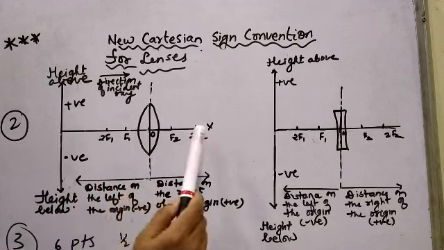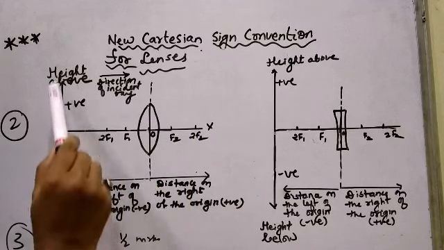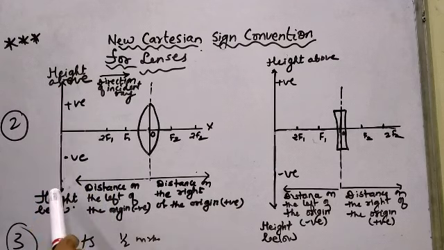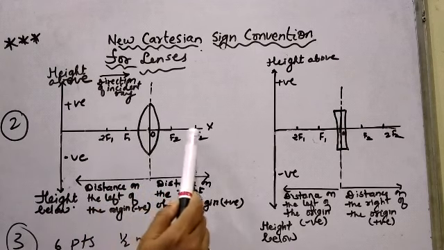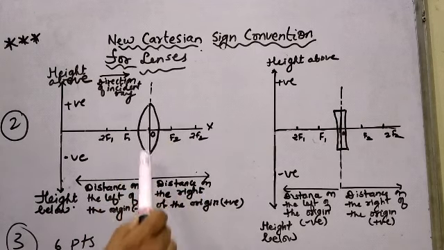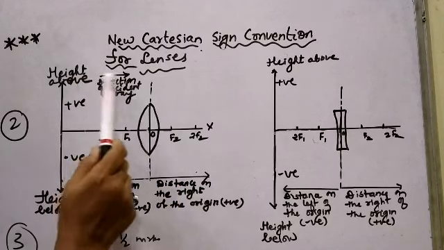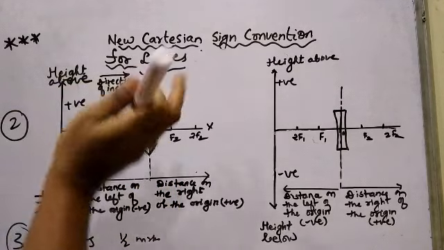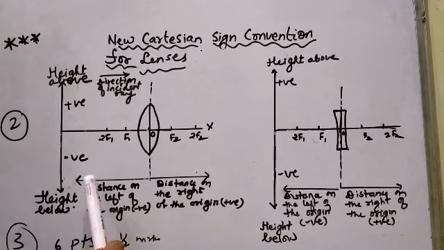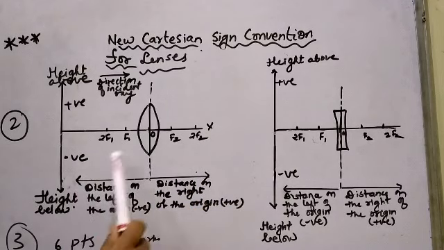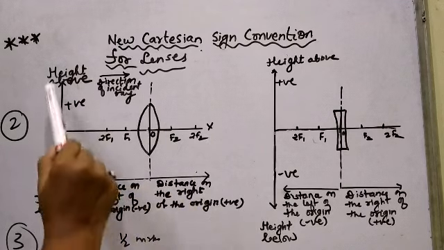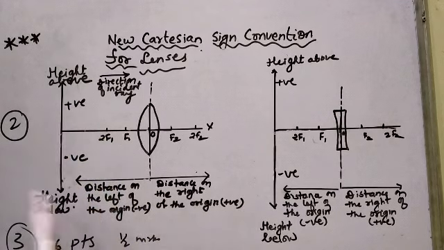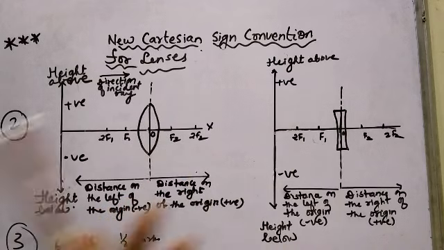So this is your x-axis. You are taking the height above the principal axis as positive, and height below the principal axis as negative. You will have to show the foci F1 and F2, and 2F1, 2F2. Then this is your origin, so this is your optical center. This will be the direction of the incident ray. All the distances that we are going to measure on the left hand side of the origin, that is the optical center, will be negative. All the distances which we are going to measure on the right hand side of the origin will be positive. So here, height above the principal axis is positive, height below the principal axis is negative. The same will be applicable for a concave lens also.